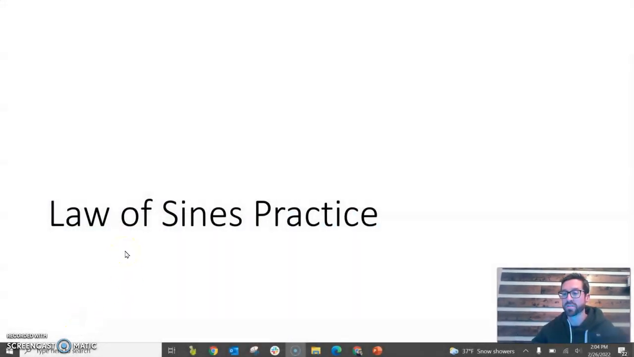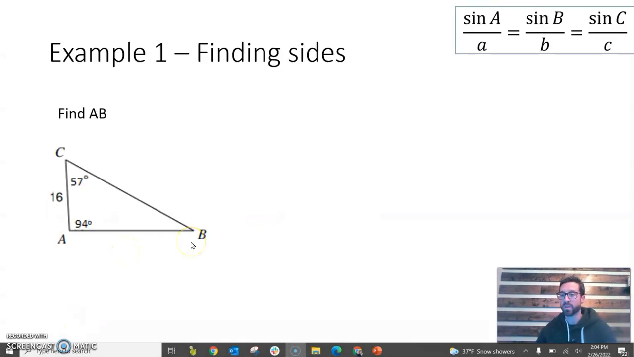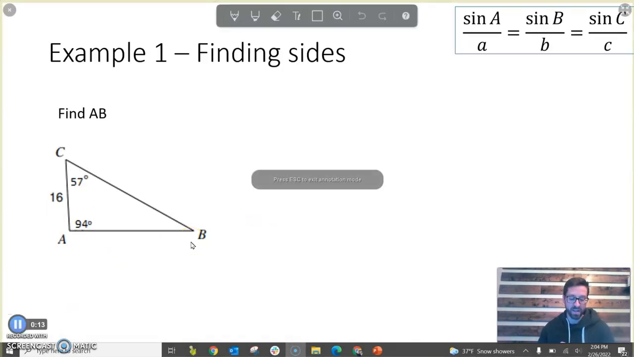Hey folks, in my previous video we proved the law of sines, and in this short video we're going to do two examples. One where we use the law of sines to find a side length, and then a different one where we use the law of sines to find an angle measure. So here's our first example where we're finding the side length, and I've got our law of sines up here for us to reference.